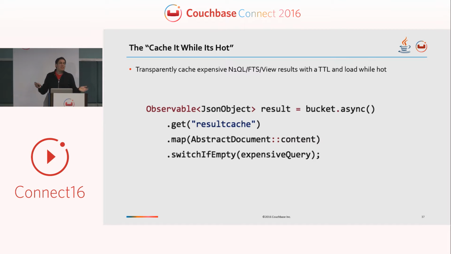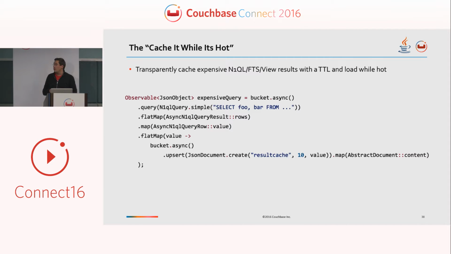But what if it doesn't exist? Well, if we don't get anything back, and this is the switchIfEmpty that you see here, if we don't get a document back, then we run our expensive query, okay? So how can we run our expensive query? So the first thing we'll do is we call .query on our bucket, and then we pass it a Nickel query. And as you can see here, this is very similar to .NET, as you've seen before.